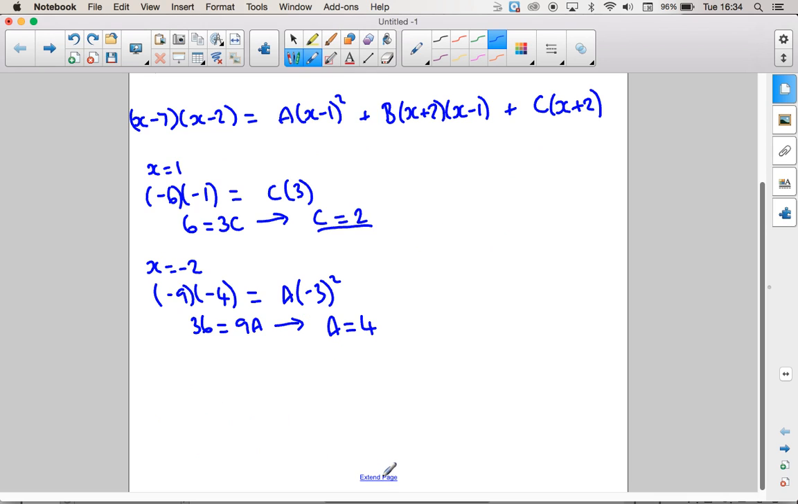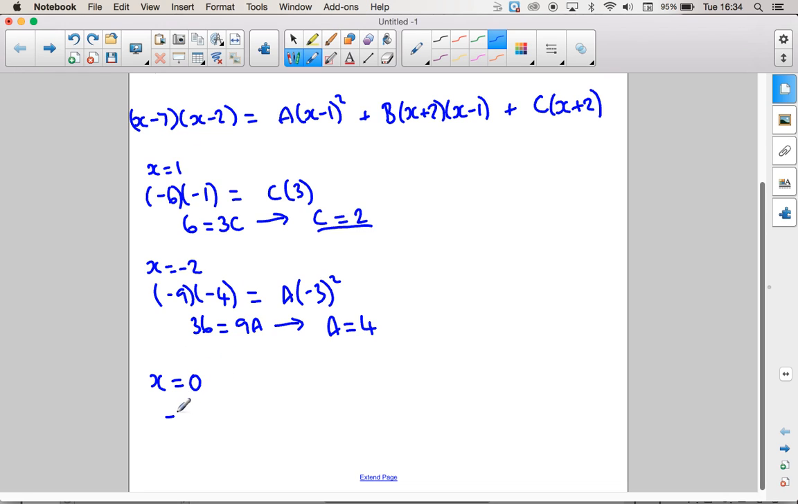The third substitution can be anything you want. We've chosen the most sensible substitutions because it makes lots of these terms disappear. But I just need a third sensible substitution that will help me work out B, now that we know what A and C are. So it doesn't really matter what we choose. I'm going to choose, what should I choose? 0.